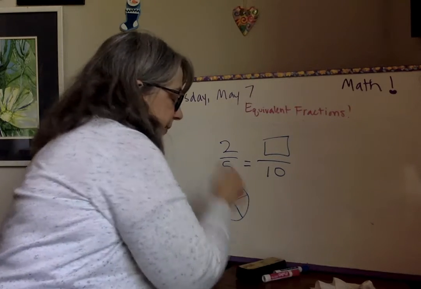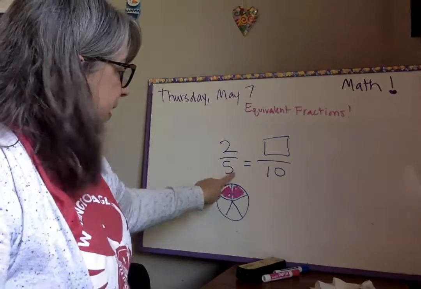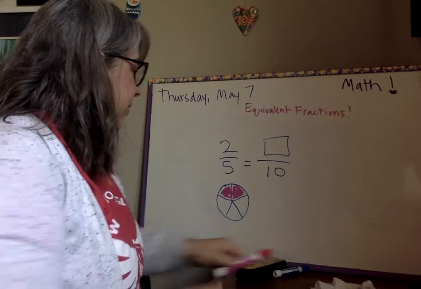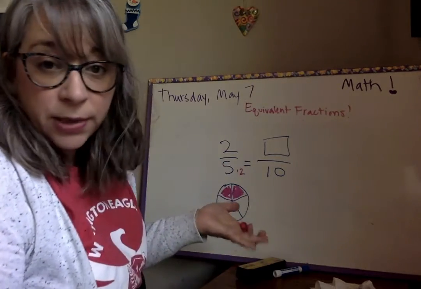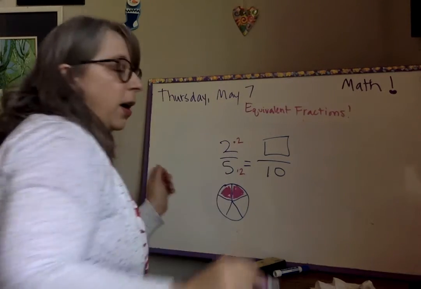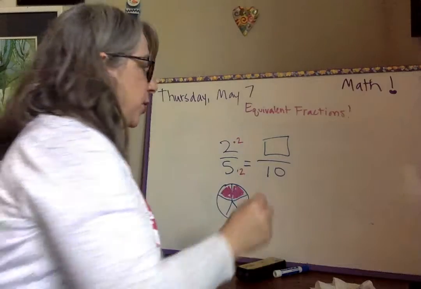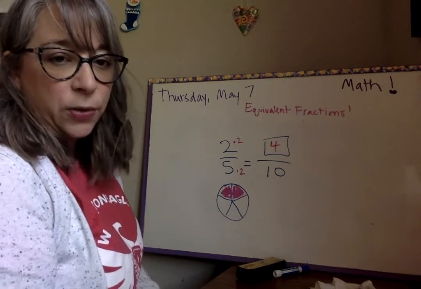Again, if you know your multiplication facts, what times 5 is 10? All right, so we're going to say 2 times 5 is 10. So now we're going to multiply 2 to our numerator. 2 times 2 is 4. So 4/10 is equivalent to 2/5.